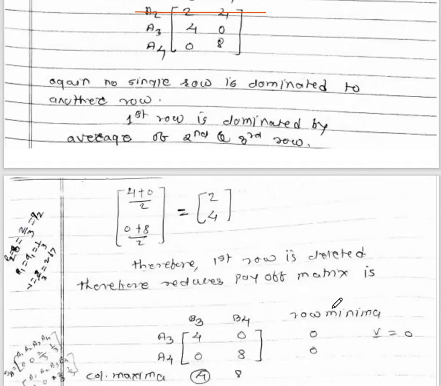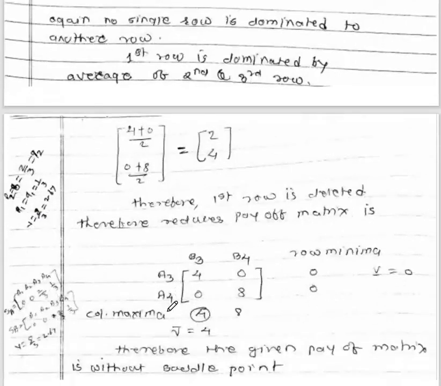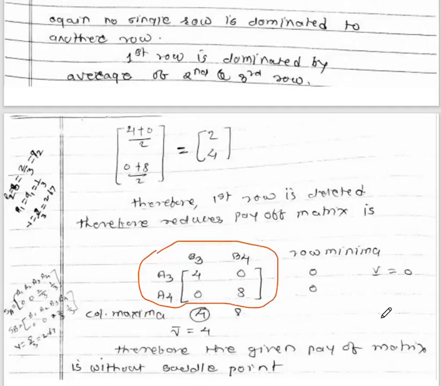Therefore the payoff matrix can be written as a 2 by 2 payoff matrix, A3, A4, B3, B4: 4, 0, 0, 8. Now we can easily solve this 2 by 2 payoff matrix using previous methods. Again we will find the row minima, column maxima, minimax and maximin, then find P1, P2, Q1, Q2 and the value of the game V.